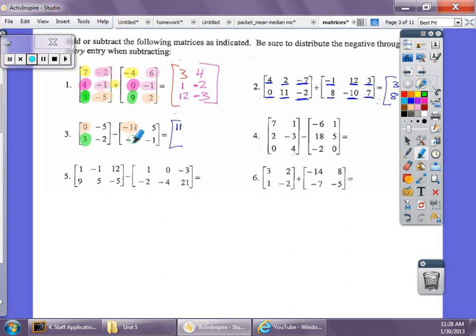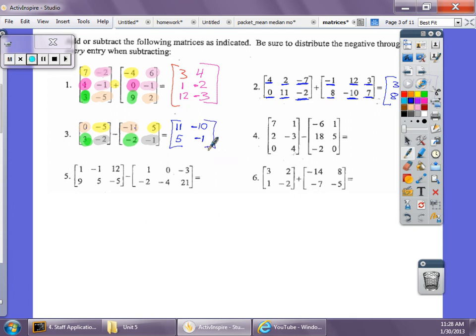Now we look at 3, we look at -2. Well, 3 minus a negative, that's going to turn into plus. Well, 3 plus 2 is 5. We have -5 and 5. Well, -5 minus -5, -10. And then lastly, we have negative 2 minus negative 1. Well, negative negative gives us positive 1, so negative 2 plus 1, simply negative 1.